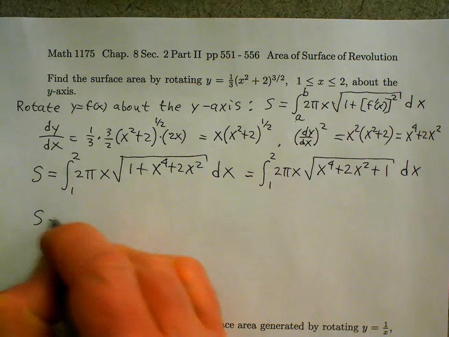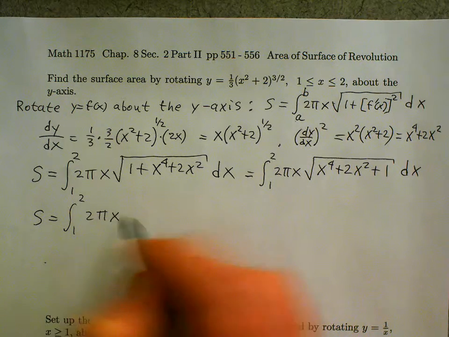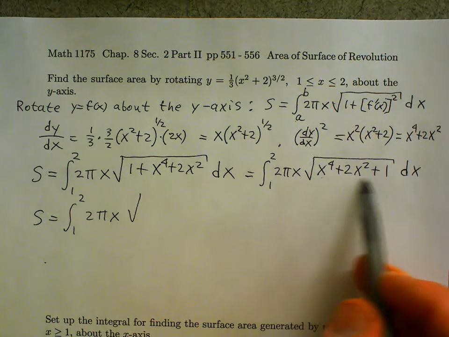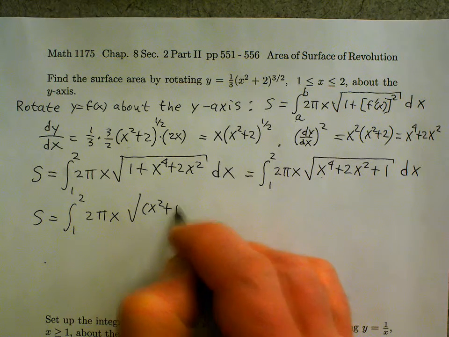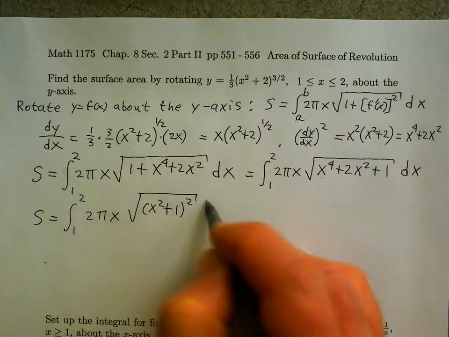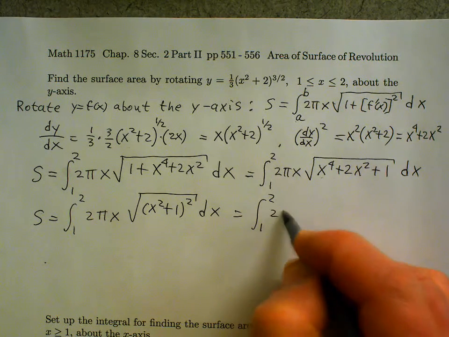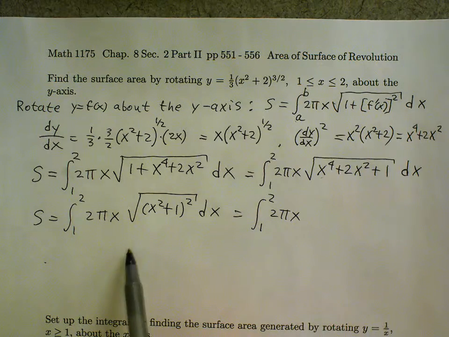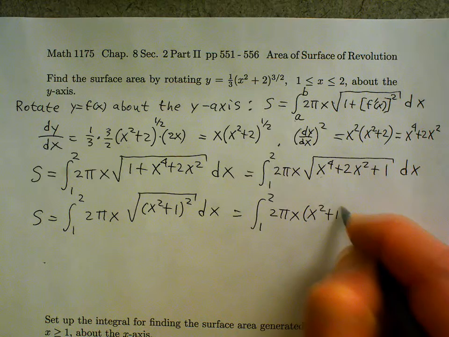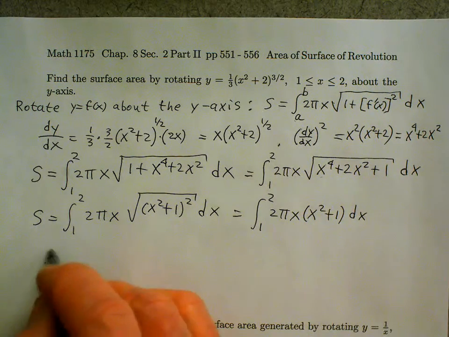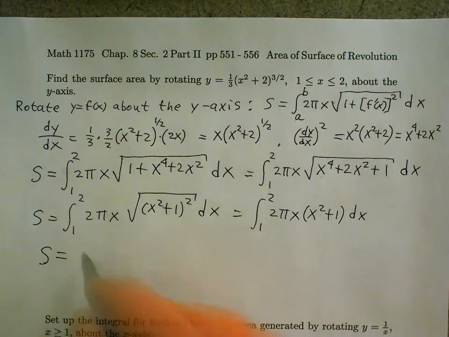I'll go ahead and write it in a couple of steps. So x to the 4th plus 2x squared plus 1 is x to the 2nd plus 1 squared. And so the square root of x squared plus 1 squared is x squared plus 1. So we end up with a pretty easy integral to evaluate.